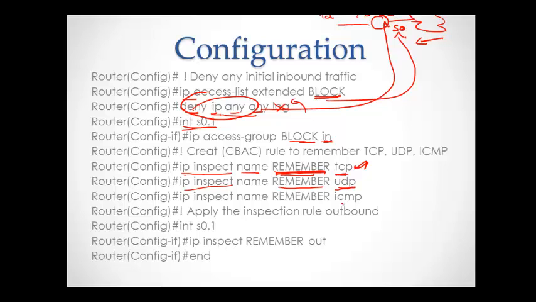Similarly for UDP, if you want the ping to happen, then you use ICMP. If someone is pinging from outside, no ping will happen. Why? Because on the serial interface you are saying out as a policy. IP inspect, you are calling this name. It depends on how you call it. When you call and say out, then traffic going out will be inspected, so that return traffic will be permitted.